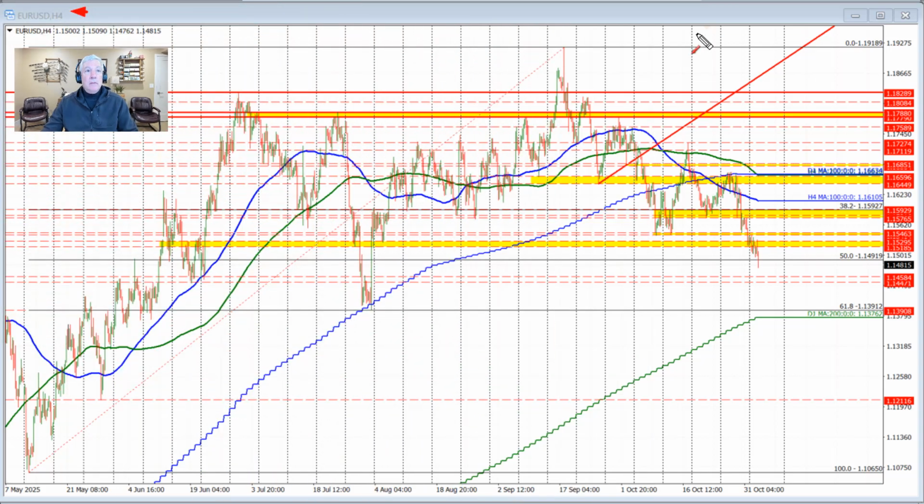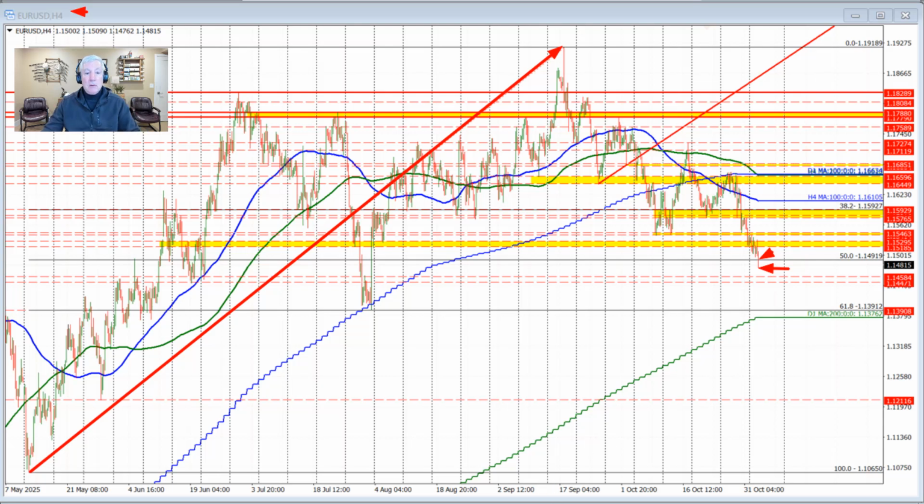Looking at the euro versus US on the 4-hour chart, we're actually moving to new session lows as I speak, and that has taken the price down below the 50% midpoint of the move up from the May low right here to the high price that we saw in the month of September. That 50% comes in at 1.14919, and breaking below that level gives the sellers more control and tilts the bias on the other side of the fence, if you will.